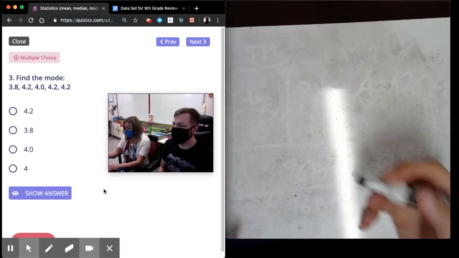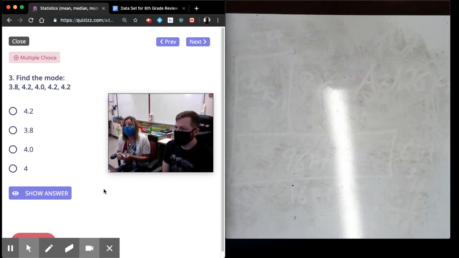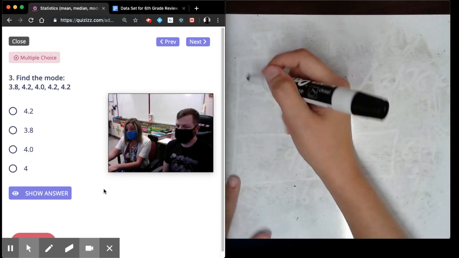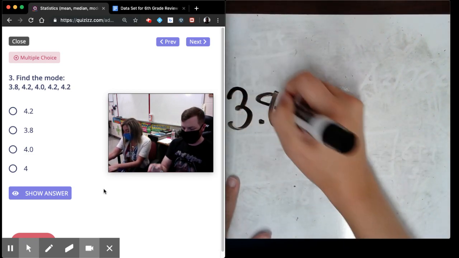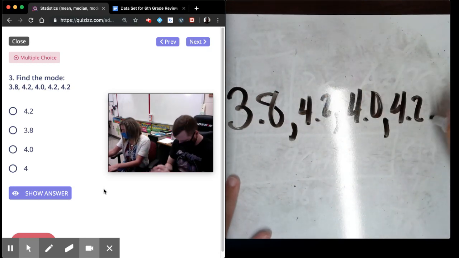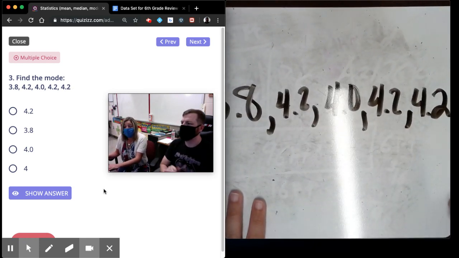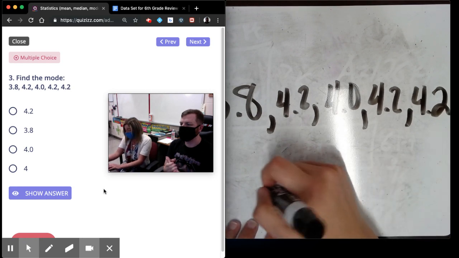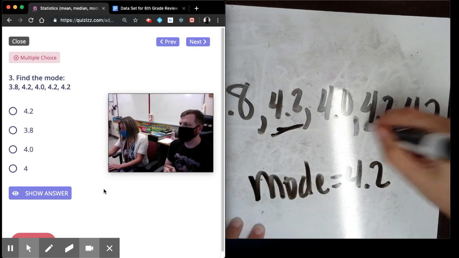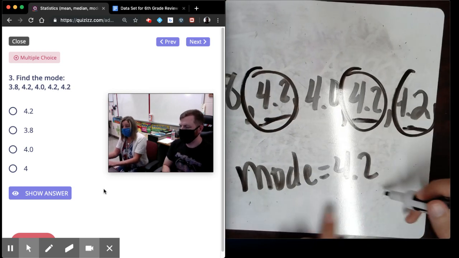Find the mode. Another word for the mode is pretty much the most common, what appears the most often. What do you see most in the data set? In our data set, we have 3.8, 4.2, 4.0, 4.2, and 4.2. Well, just by listening to me, what number did you hear the most often? You heard 4.2. You can also see that 4.2 appears the most often as well. So our mode is 4.2.